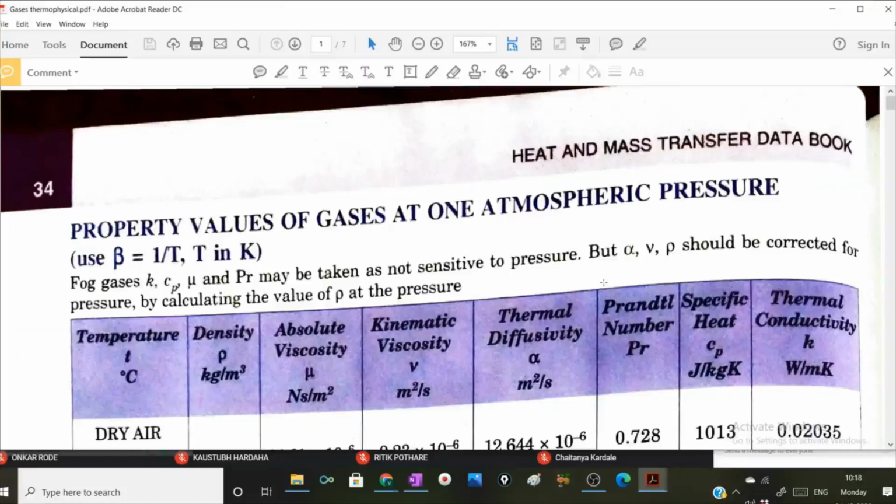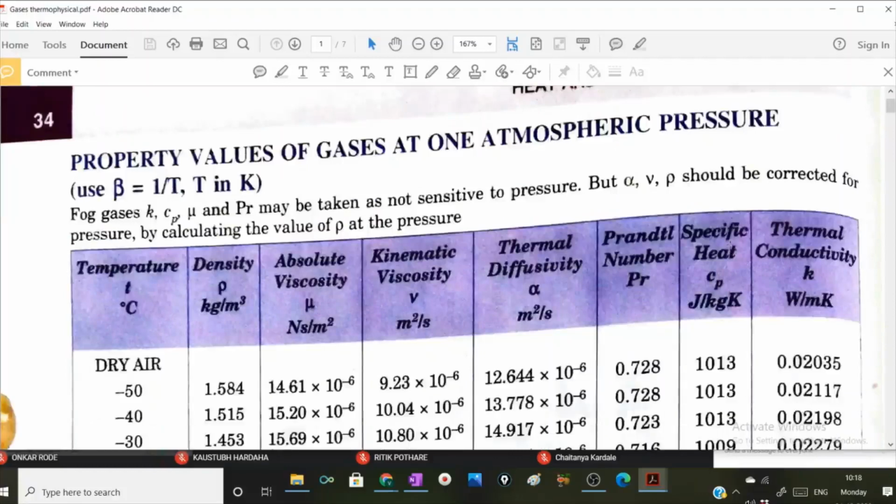When the atmospheric pressure is other than 1 atmosphere, how to calculate the thermophysical properties? So in our case, if you go through the problem, the plate is exposed to the room. So the room is generally at atmospheric pressure. That means I could get the property of the surrounding fluid, that is air, from this table on page number 34.